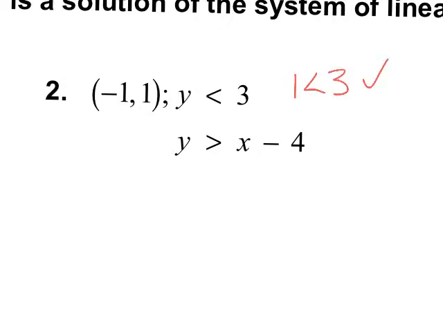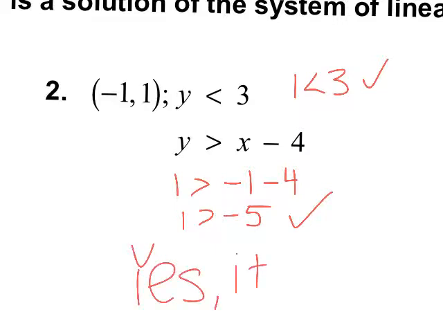Let's check the second one because remember it has to be a solution of both. Okay, so y is 1. Put down my greater than sign. x is negative 1 minus 4. So negative 1 minus 4 is negative 5. So is 1 greater than negative 5? Yes, so that one works too. So since I got 2 check marks, I would say yes, it is a solution. So if I'm testing if an ordered pair is a solution, it has to make both inequalities true.